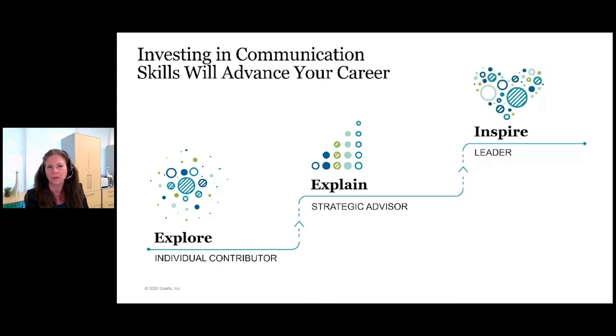And ultimately, people will start to ask you to be a leader in the organization because you're so good at communicating data by wrapping it in story.